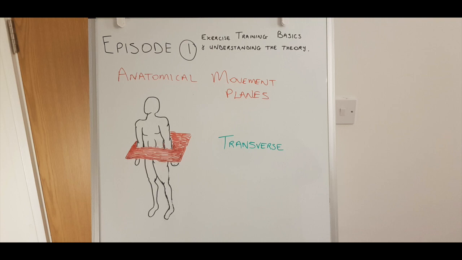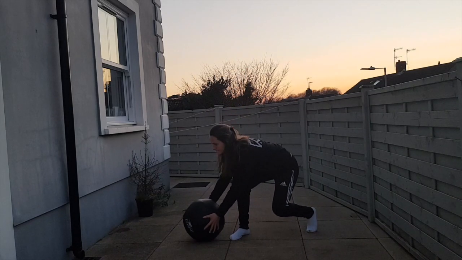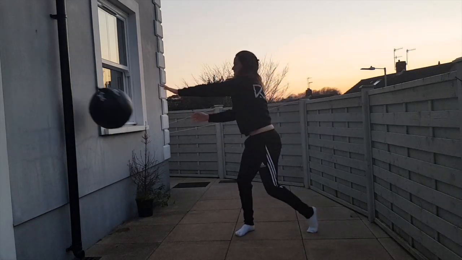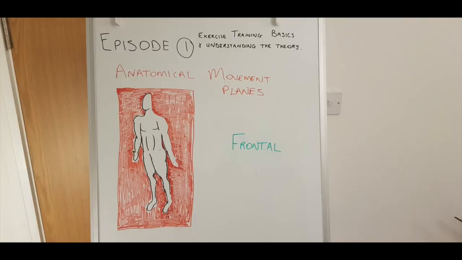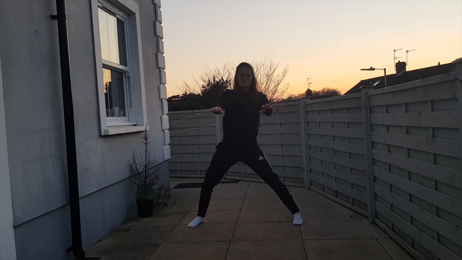Next up, the transverse plane. This is where rotation occurs. An example would be a rotational ball toss. And lastly, the frontal plane. This describes left to right motions as well as up and down. With this plane, imagine that there is a thin sheet of glass either side of your body. An example would be a lateral lunge.